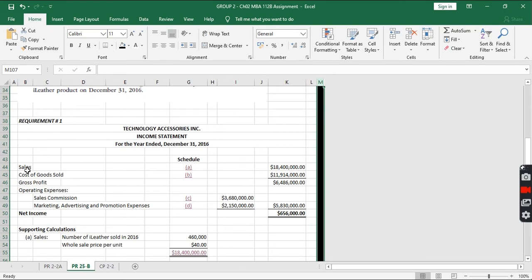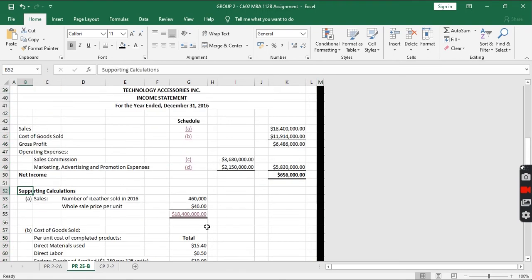So our sales, our cost of goods sold, subtracting the two would give us our gross profit, less our operating expenses, that should give us our net income. So first, we have to know how much our sales are. If you can remember, the total number of iLeather sold was 460,000 multiplied by the wholesale price per unit, which is $40. This should give us total sales of $18,400,000, as you can see here.